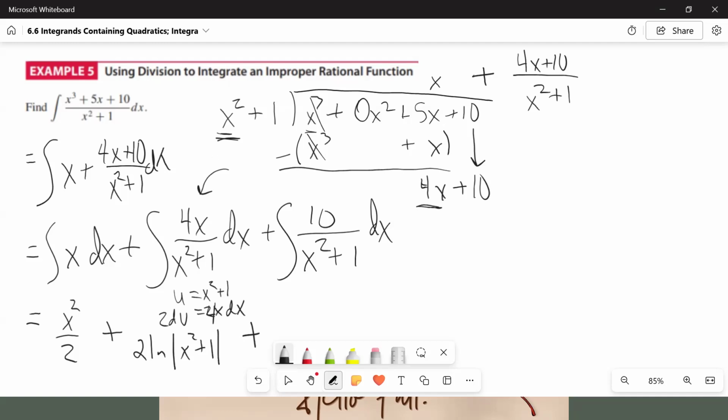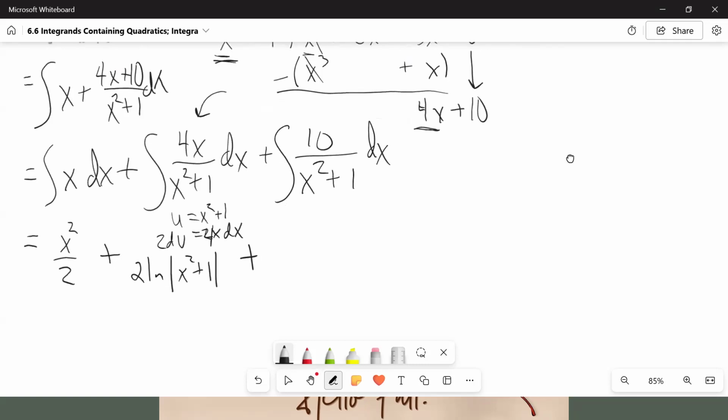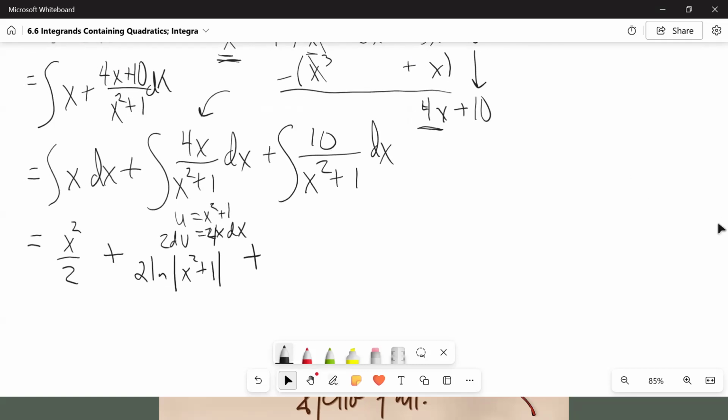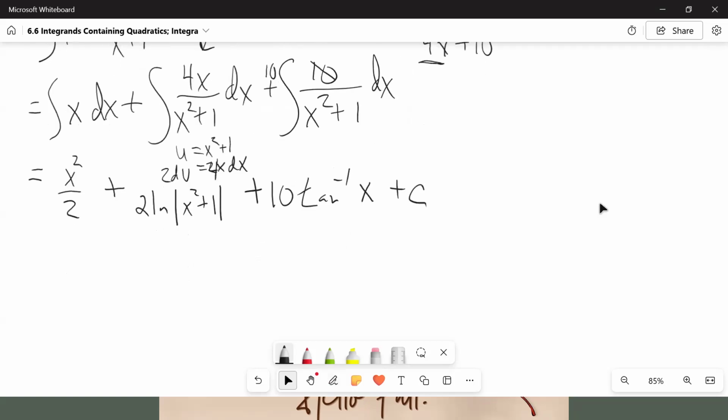plus, now for this last one, you can think of that as inverse tangent, because I can factor the 10 out like this. And then this is just going to be 10 tangent inverse of x plus c. Okay, so let me neatly write our answer out here.